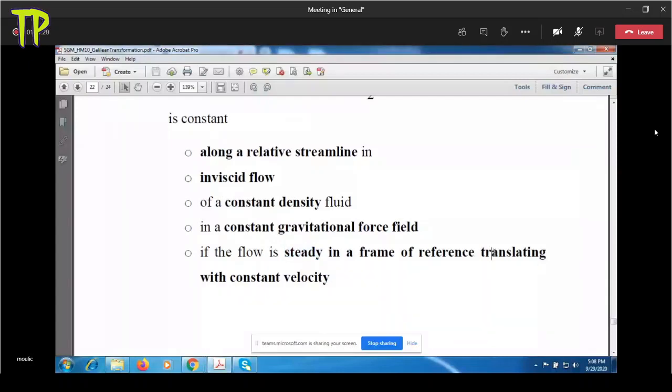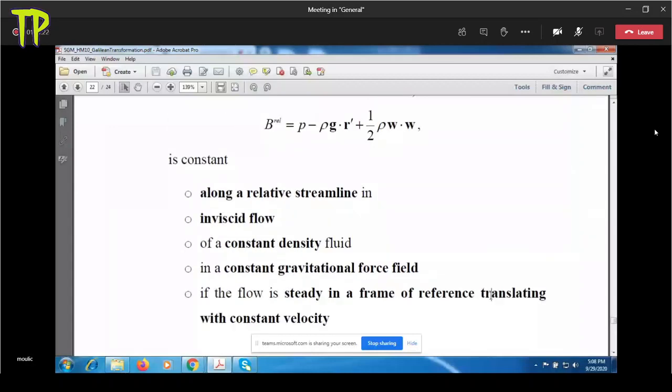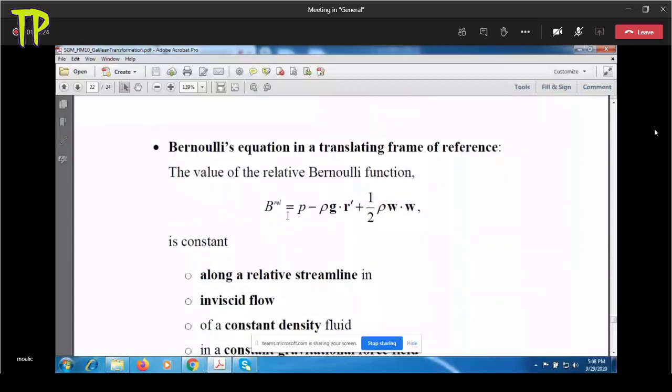So if the flow is steady in the translating frame, then you can apply Bernoulli's equation along any 2 points on a relative streamline, provided you use the relative velocity here, the magnitude of the relative velocity squared.